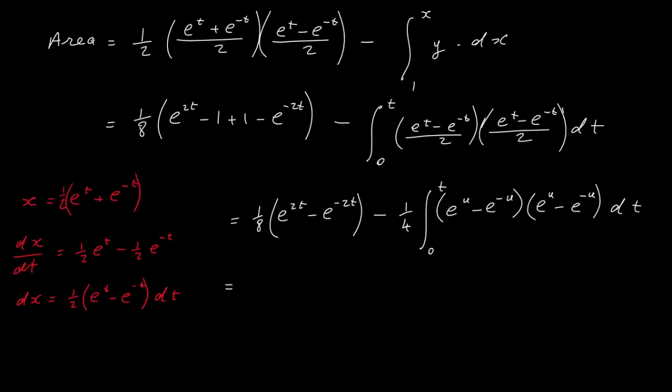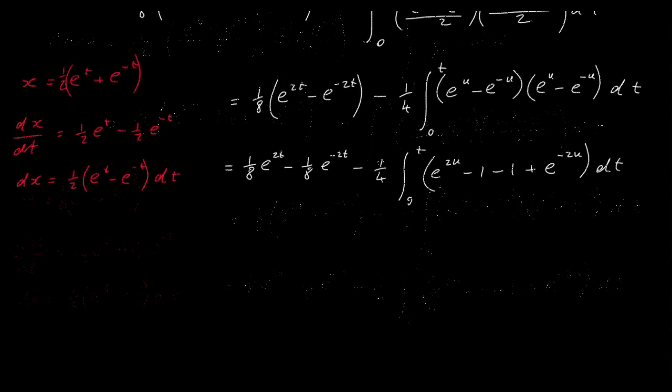We've got 1/8 e to the power of 2t minus 1/8 e to the power of minus 2t. We've got minus 1/4, and what I want to do is just multiply all this out. So we've got from 0 to t, e to the power of u times e to the power of u is e to the power of 2u. Here we've got, well, let's do this one first. Here we've got e to the power of u times e to the power of minus u, that's going to be minus 1. And then here we've got another minus 1. And then here we've got a plus e to the power of minus 2u dt.